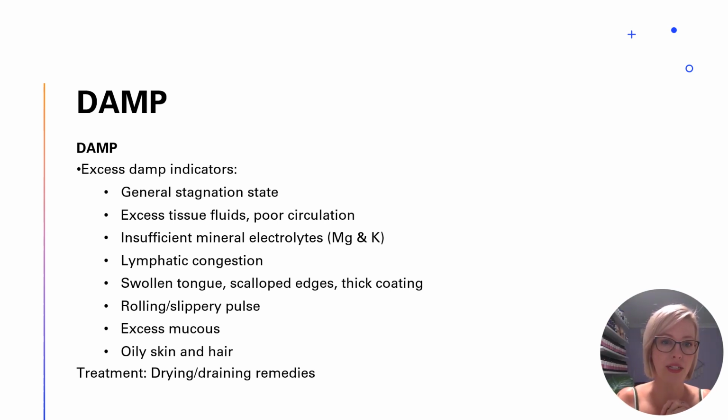Damp. A damp person will have a general stagnation. There will be excess tissue fluids, poor circulation, insufficient electrolytes, lymphatic congestion, swollen tongue, scalloped edges, thick coating, a rolling slippery pulse, excess mucus, oily skin and hair. So there's a lot, they're exuding a lot and holding a lot of water. So, like a lot of edema, a lot of mucus, all of that. Very moon Venus kind of things. So treatment, you'd have drying or draining remedies.